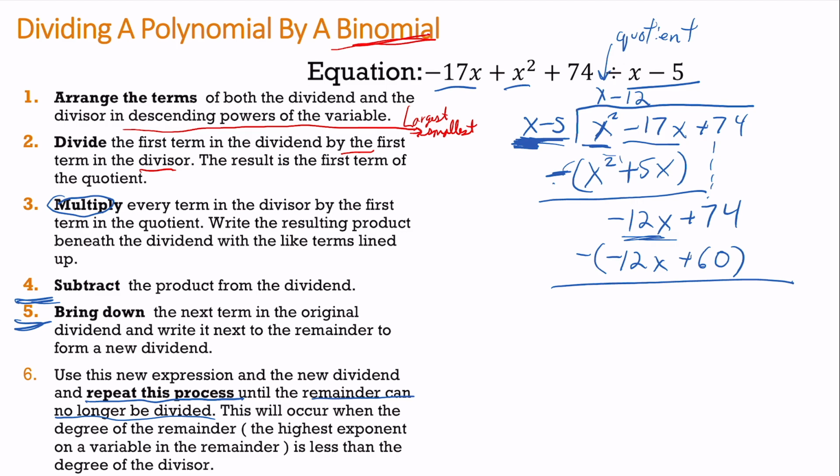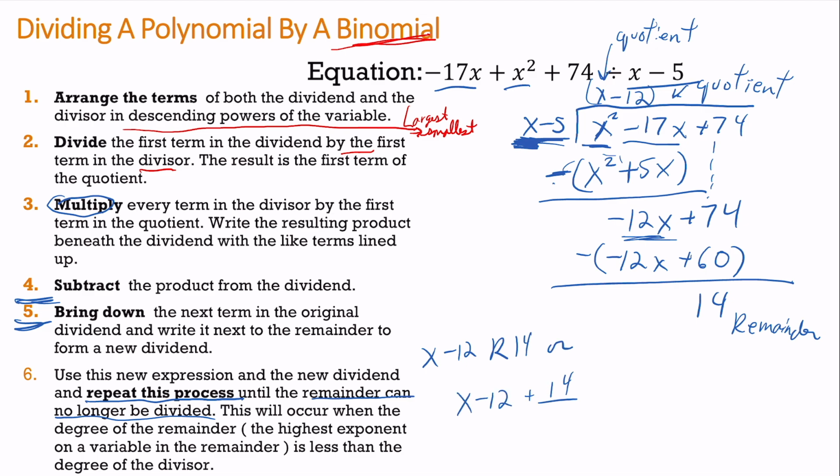70 minus 60 gives me a positive 14. This is my remainder. And x minus 12, this is my quotient. So I can rewrite this as x minus 12 r 14, or I could write this as x minus 12 plus 14 over x minus 5, because it's what I would have left over and what I'm dividing by.